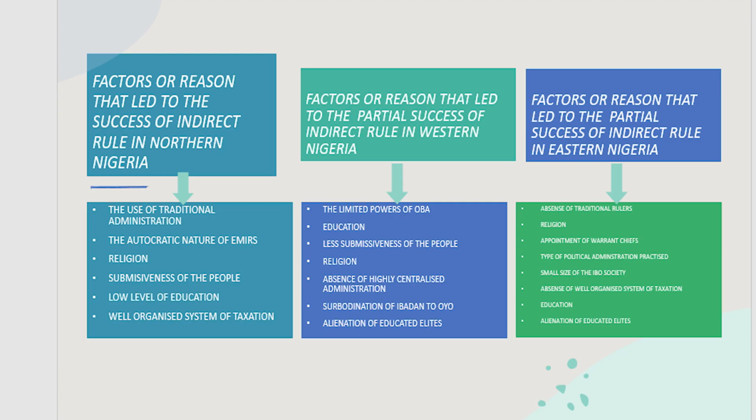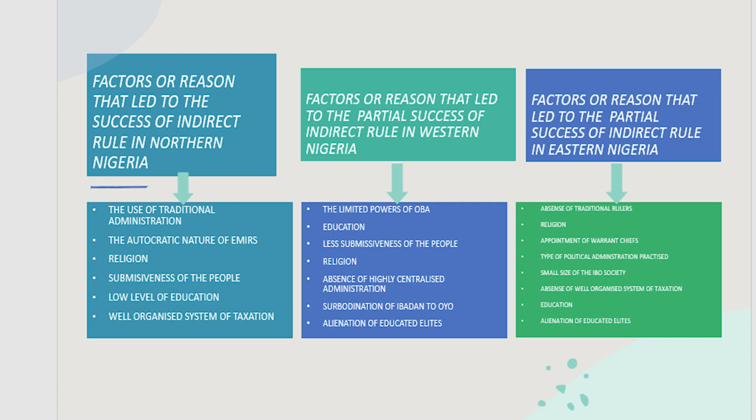Two, religion. Christianity is the major religion in Eastern Nigeria, and Christianity allows you to ask questions against any rulership that is against the people. They have the power to ask questions. That made them question indirect rule when it was introduced to them.